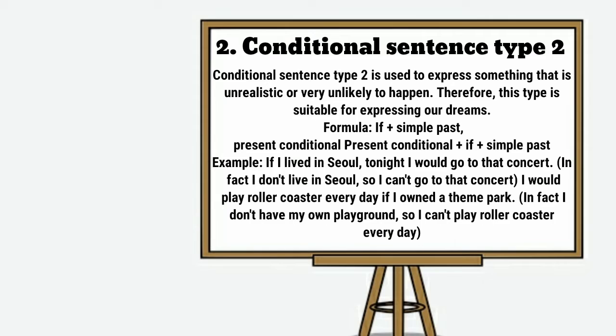Number 2. Conditional sentence type 2. Conditional sentence type 2 is used to express something that is unrealistic or very unlikely to happen. Therefore, this type is suitable for expressing our dreams.